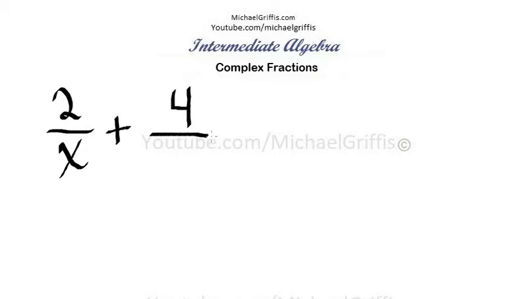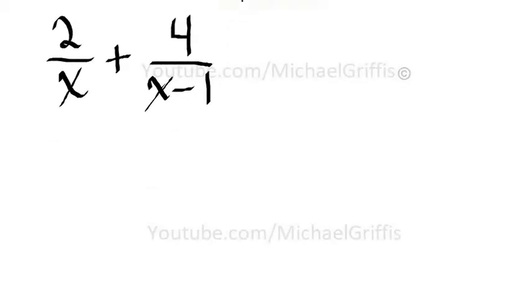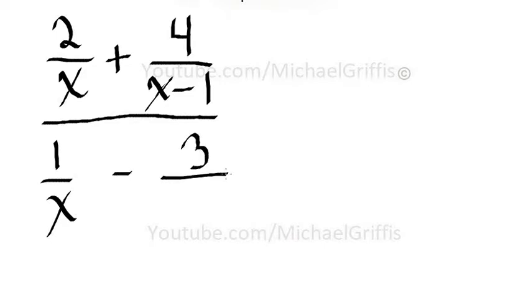Alright, this one here is going to be a good 5-minute problem, probably. We have 2 over x plus 4 over x minus 1. And this may be the last problem of this section, at least for a while. And that's going to all be all over 1 over x minus 3 over x minus 1.